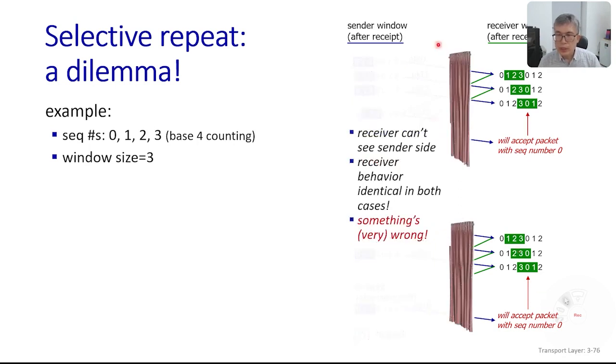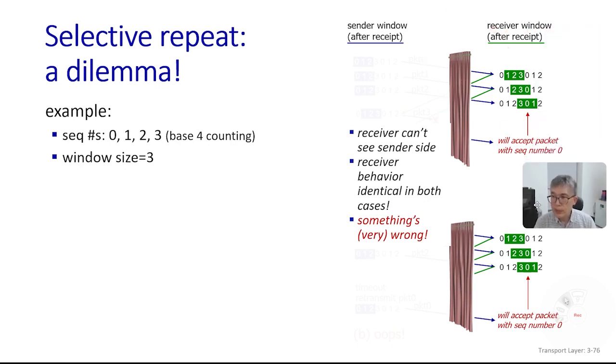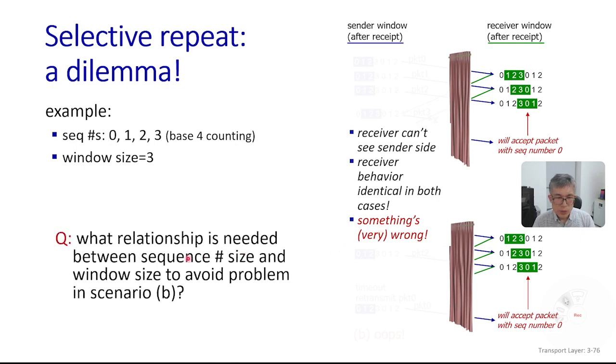So the sender cannot see the state of the receiver window, okay? So the receiver behavior is identical in both cases here, but the previous case has no problem. The second case has something wrong. Okay. The reason is the window size and the sequence number here. So the sequence number and the window size have some relationship to prevent this case. So what relationship is needed between sequence number size and window size to avoid this problem, scenario B.